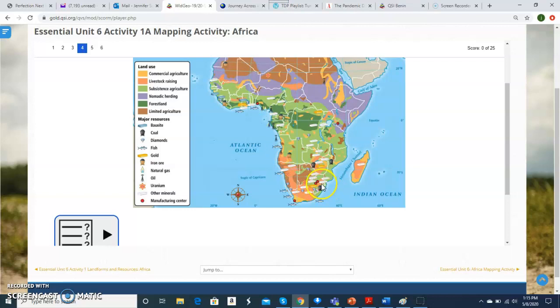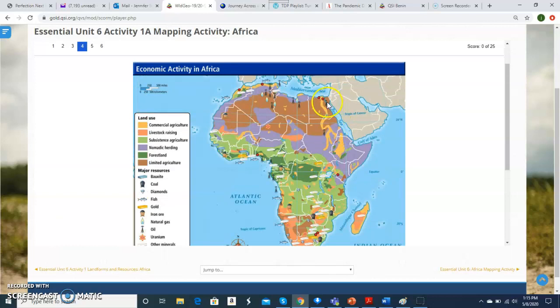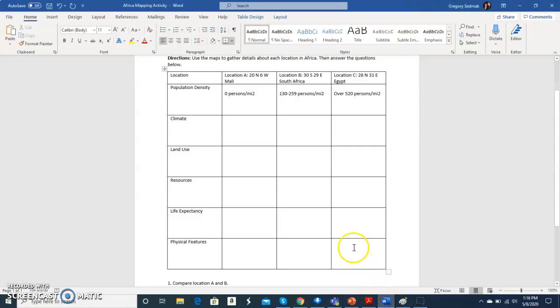And then do the same thing in South Africa. We see lots of resources down there, so figure out what those resources are. And then again, if you go up here into this part of Egypt, you can see very close to the region that we're looking at, you see a symbol here. So you can describe what that resource is in the chart. Okay, so now we have population density that we did together. I've taken you to the map on climate, land use, and resources. So you have enough information that you can fill in that part of the chart.